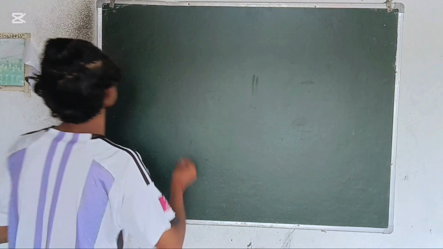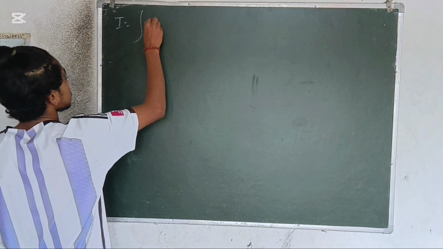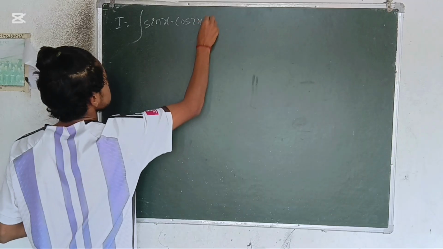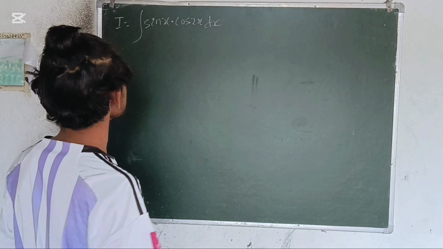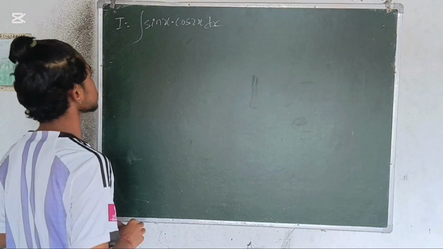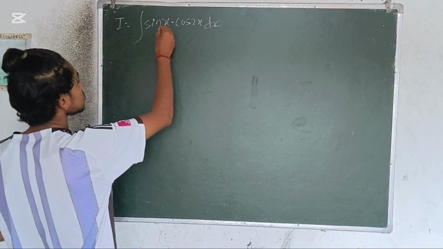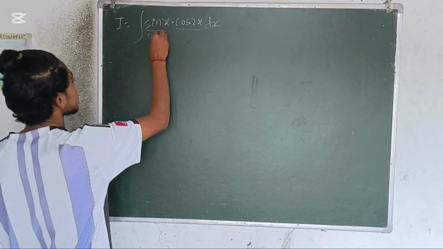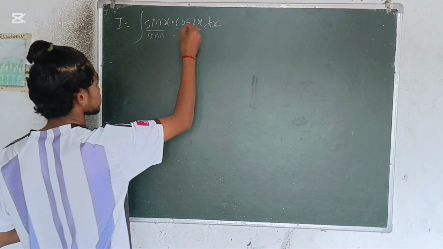Today's question is the integral of sine x times cosine of 2x, dx. Should I use integration by parts, or first solve sine x? Let us look at it: this term looks like sine a times cosine of b.